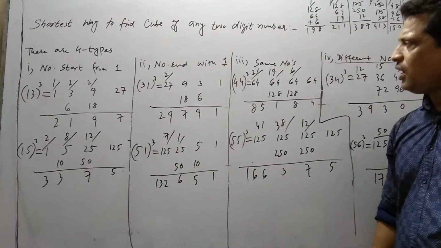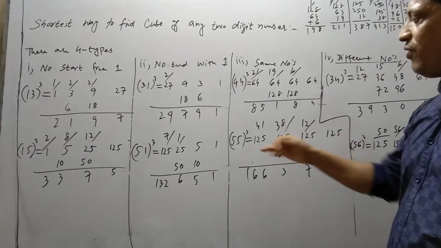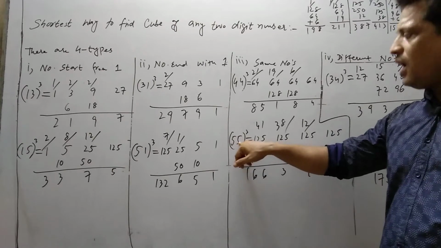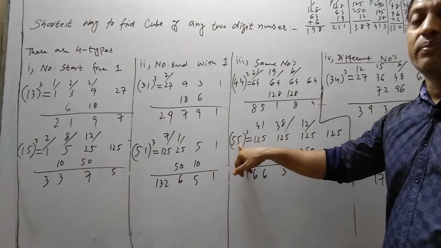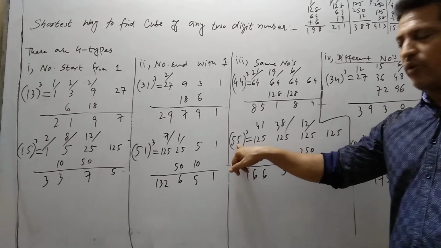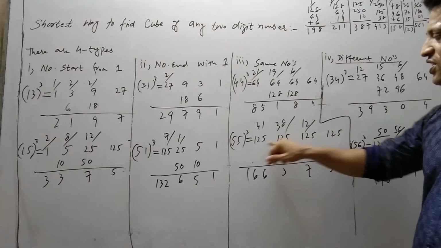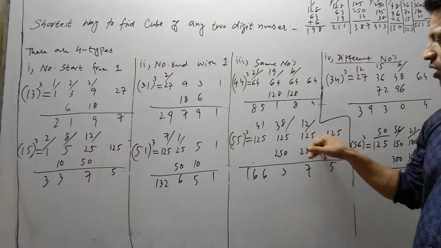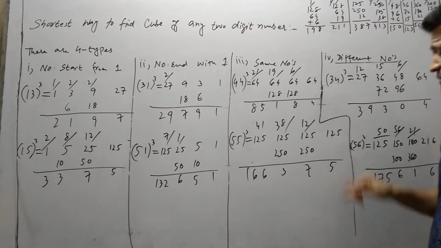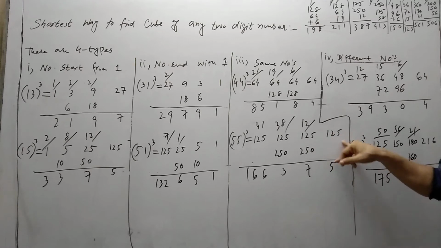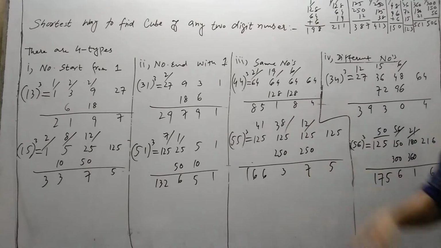I hope you understand. If both numbers are the same, then how to find the cube? For example 55. Take one number and the cube of this number. 5 cube is 125. Write this cube number 4 times: 125, 125, 125, 125. Leave the first number, leave the last number. Double of the middle numbers: 125 twos are 250, 125 twos are 250, and then add. But always write 5. 125 plus 0 is 125, but write 5 over here and 12 is carried forward.